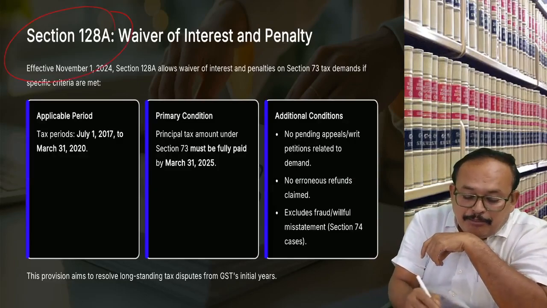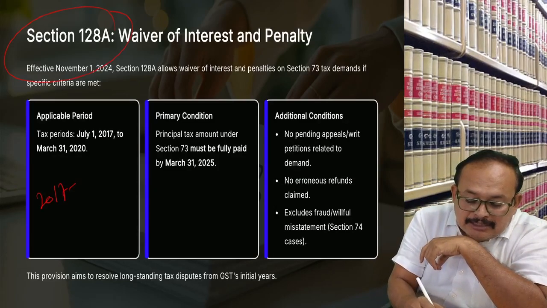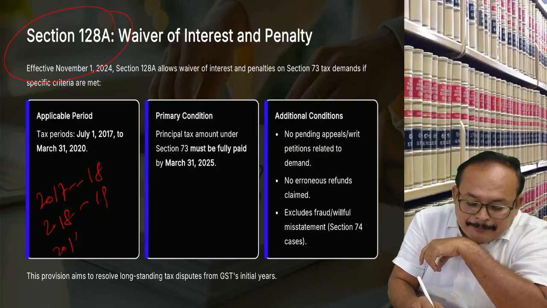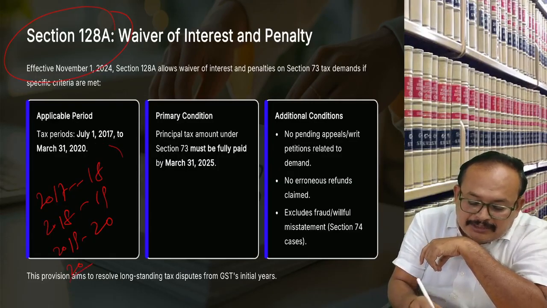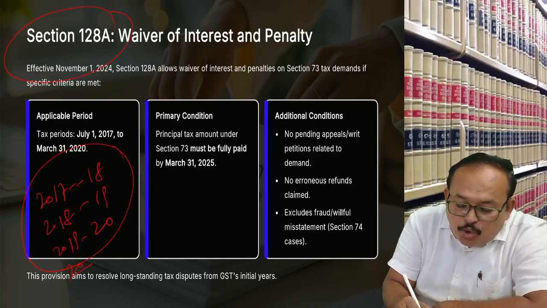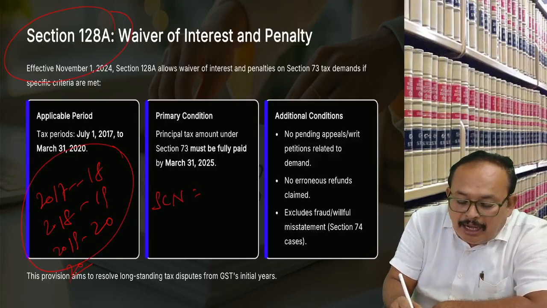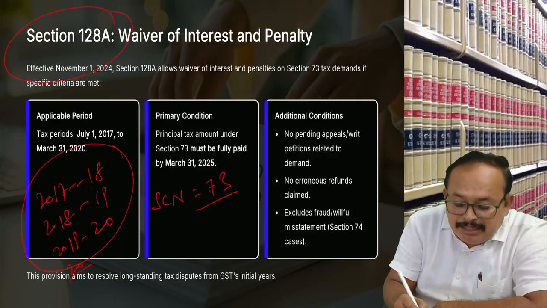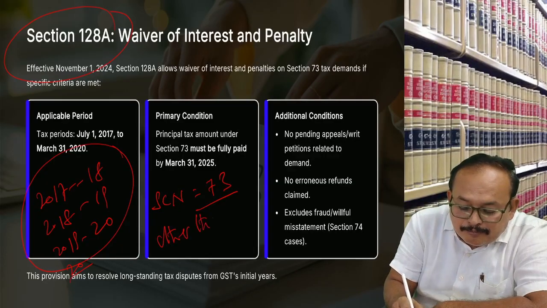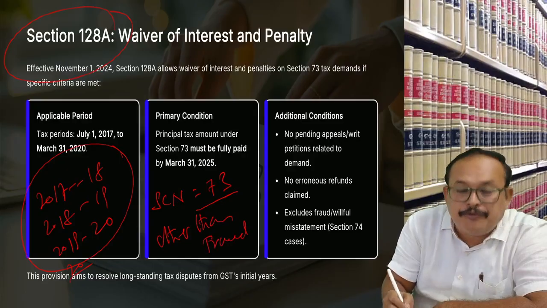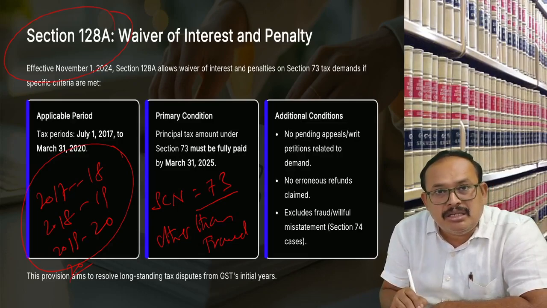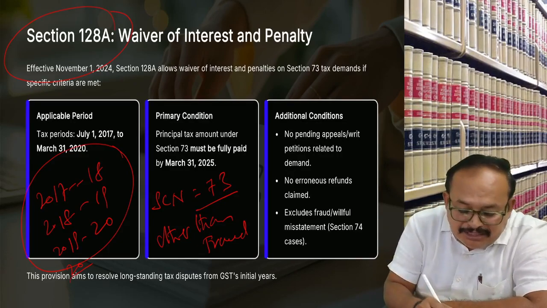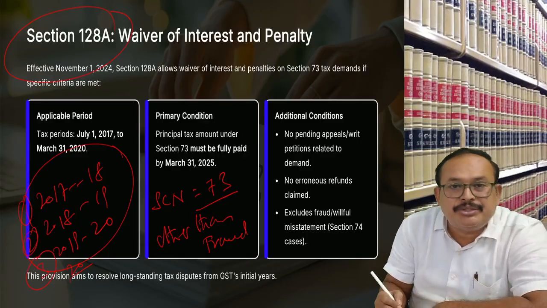128A. For the past period 2017-18, 2018-19, 2019-20, that's all. For the 3 years, a notice issued and order passed under 73, meaning other than fraud, that person got a notice for tax, interest, penalty for the first initial period of 3 years.